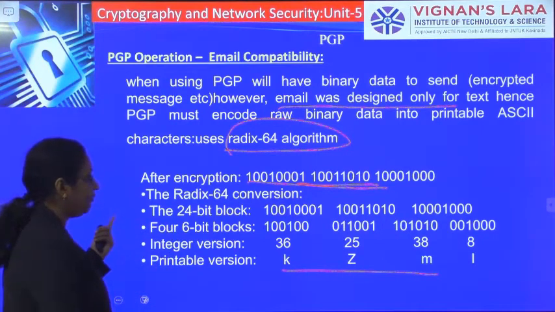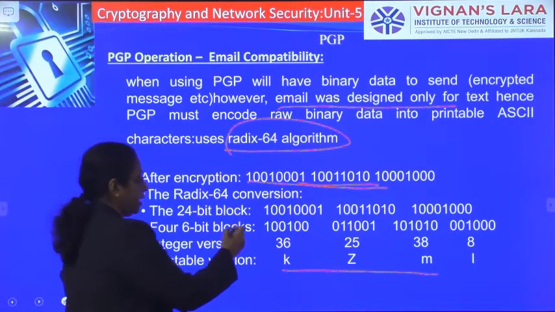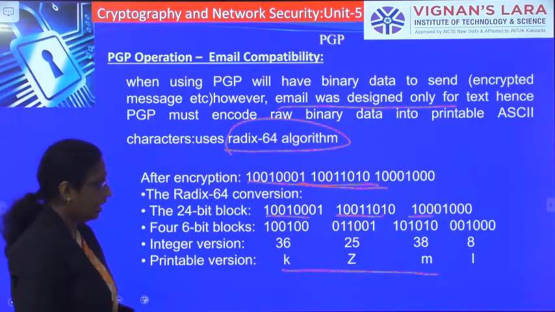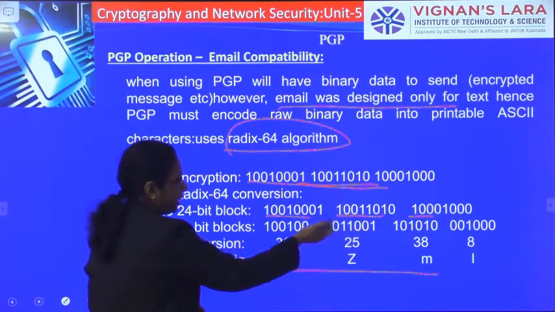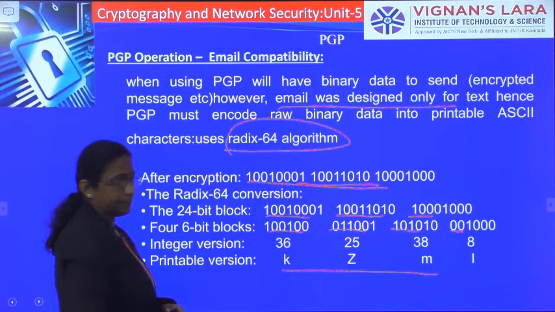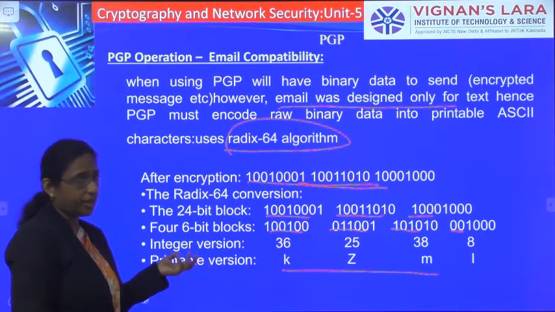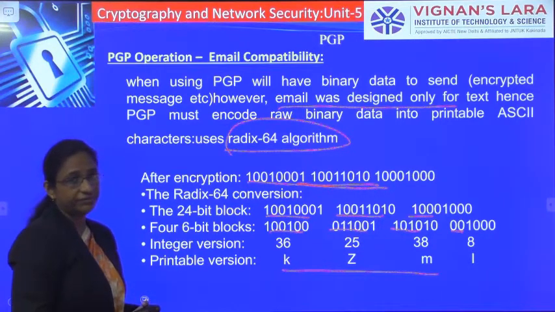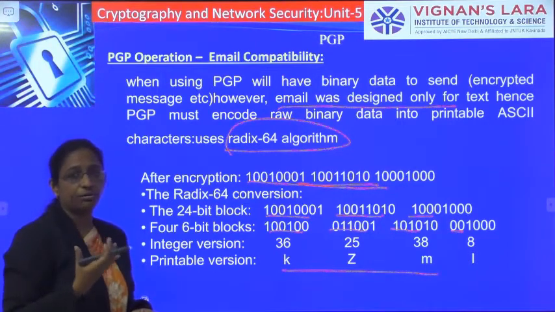Here, whatever 24 bits we are having are first divided into 6-bit blocks. So we have divided these 3 blocks into 4 blocks. Each block of 6 bits, after that, we will convert into an integer version. After converting into the integer version, we will use the Radix 64 encoding chart.